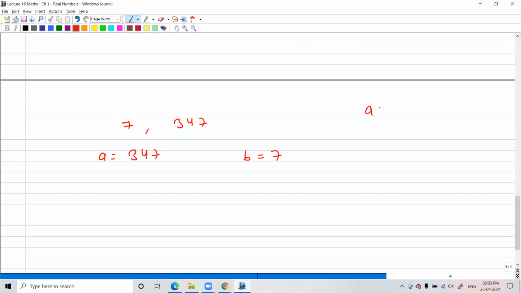Why did we do that? Because we said A should be greater than B. When we are taking our numbers like A and B, the bigger number we call A and the smaller number we call B. Okay. Is everyone okay with that idea? Yes, sir. Okay. Now let's do the division and find out the Q and R also. 347 divided by 7. Let's hope that it's not completely divisible. How many times will it go?